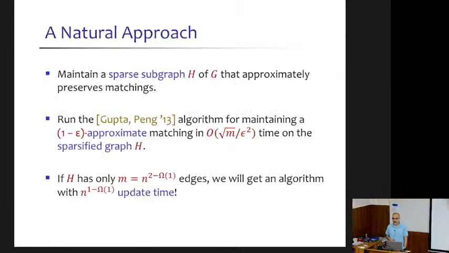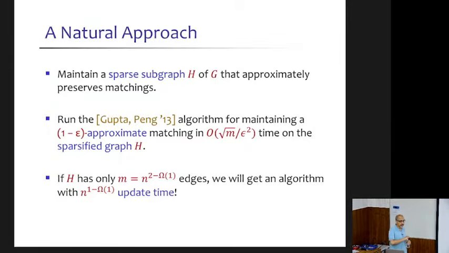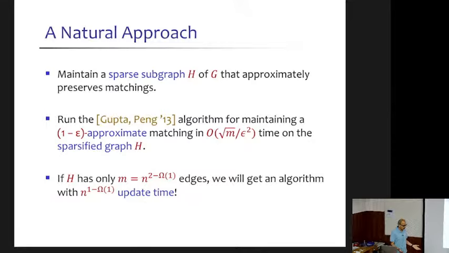Here is a very natural approach for working towards this goal. Instead of working directly with the input graph G, which may have n square edges, let's work with a sparse subgraph H of G, which is sparser, but at the same time captures most of the optimal matching. It approximately preserves matching. Now, if you have such a subgraph H, you could run the Gupta-Peng algorithm on this subgraph, which gives you an update time of roughly square root m. If m is n to the 2 minus omega 1, we got our result.